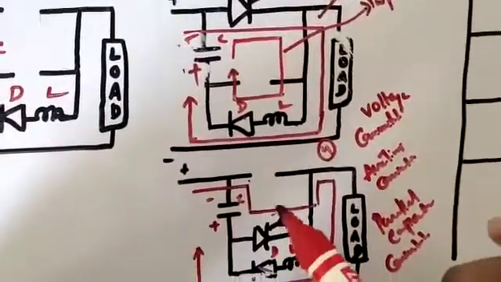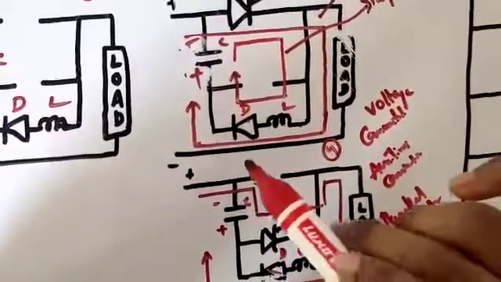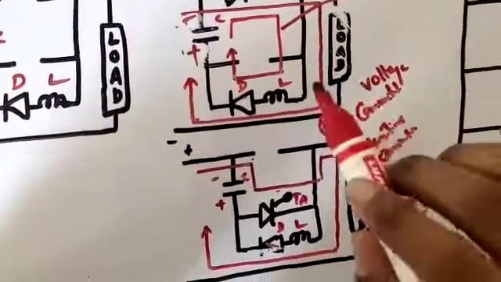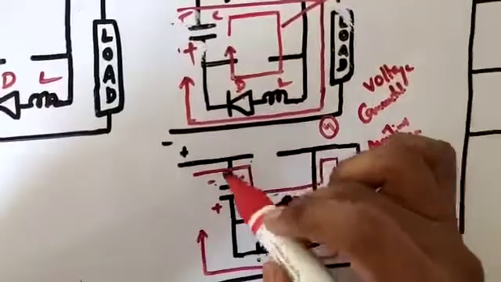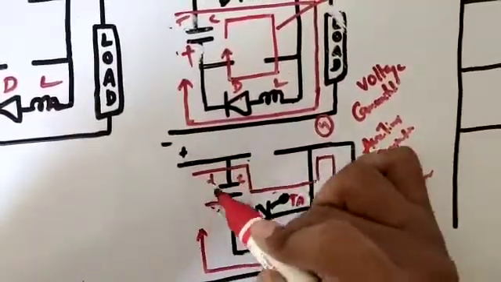Now there is some flow of current, and the flow of current will be as shown in the figure. This current will flow until the capacitor voltage changes from negative Vs to positive Vs.